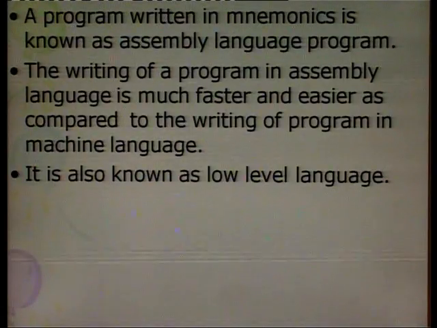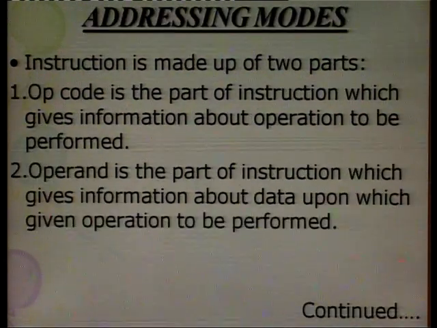8085 has its own mnemonics and its own assembly language. Other microprocessors will have their own mnemonics and assembly language. That's why it is called the low level language. It can't be that one assembly language program can be run on a microprocessor of some other number or other type. So, the program written in mnemonics is called the assembly language program.